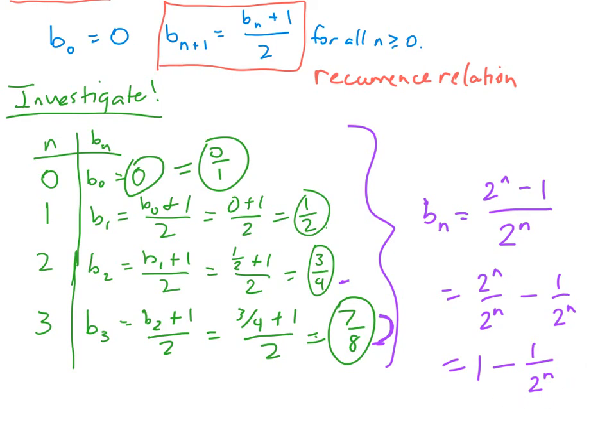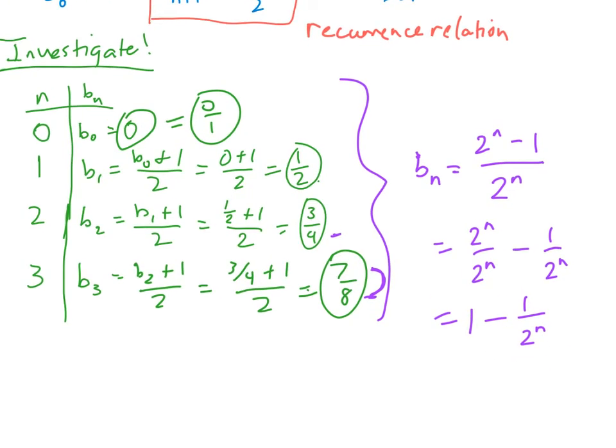And by the way, this is an explicit formula, which is usually nicer to have. It's usually more useful to have an explicit formula or explicit definition than a recursive one. But sometimes a recursive one is all you get. And sometimes it's very hard to solve that recursive function or that recursive definition to get an explicit one. This was a very special case here where it wasn't so hard.